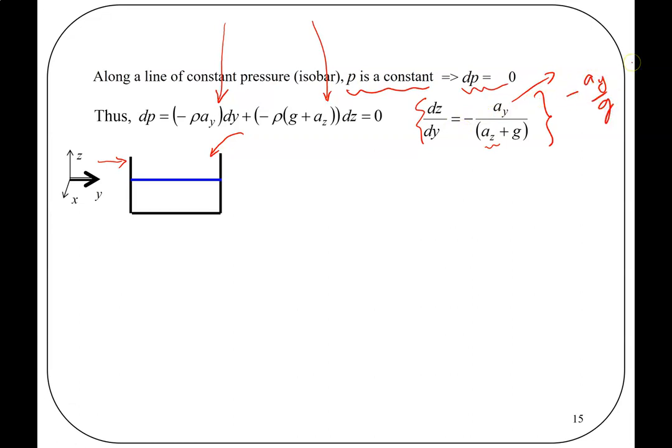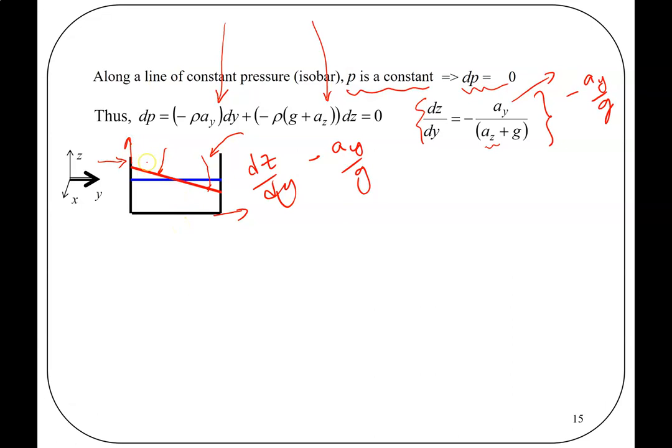So what that implies is the lines of constant pressure are going to be tilted this way, such that the slope of this line, dz/dy, is simply negative a_y over g, and it's clearly a negative quantity, and that's why the slope is decreasing, right? If you look at the red line over here, and if this is the y direction and this is the z direction, it clearly has a negative slope, right?